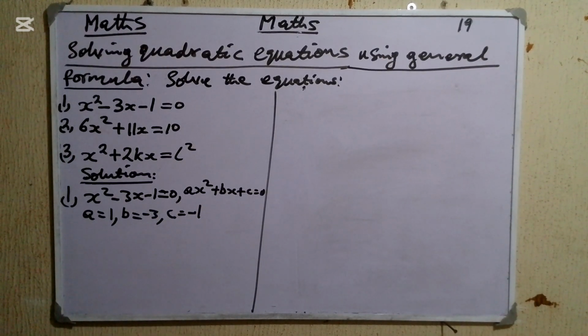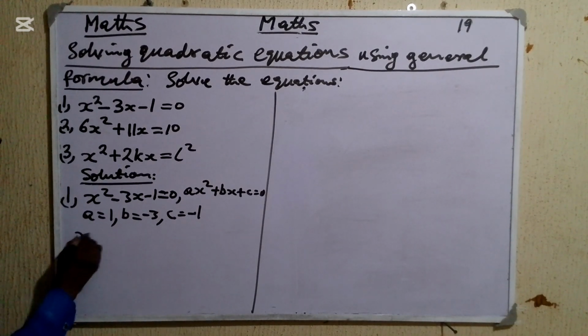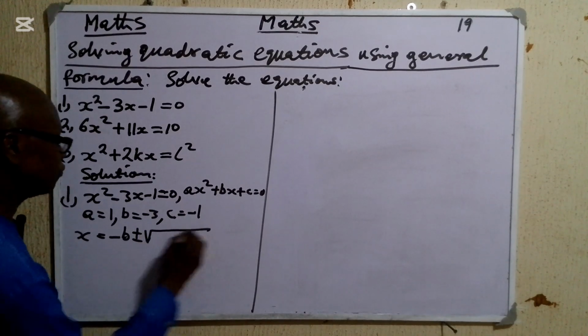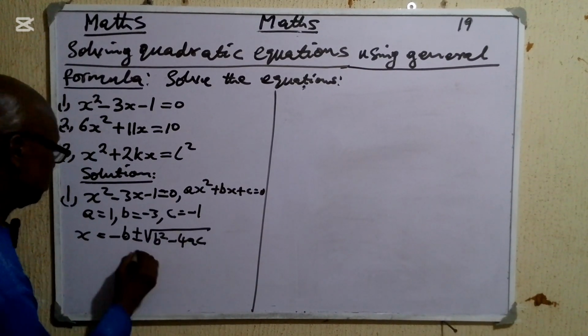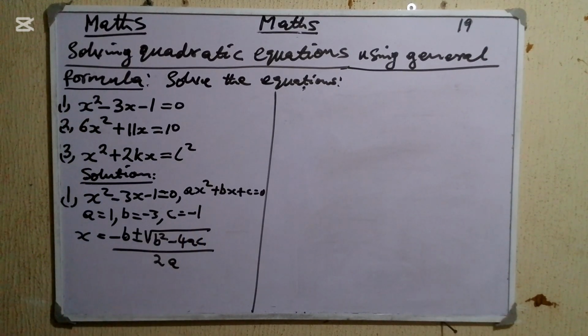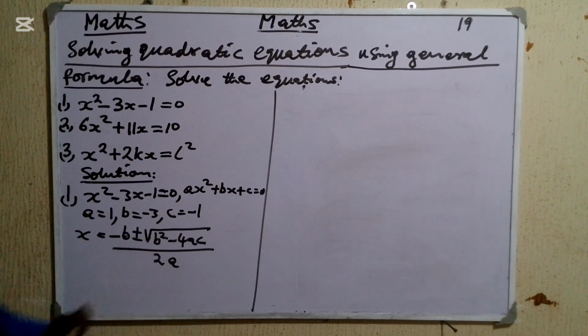And in order to continue, we have to quote the formula as we did in the last lesson, and that is we are trying to find the values of x. That is x equal to minus b plus or minus square root of b squared minus 4ac all over 2a. So the next thing for us is to substitute the values here, and we'll be able to find the values of the roots of the equation.